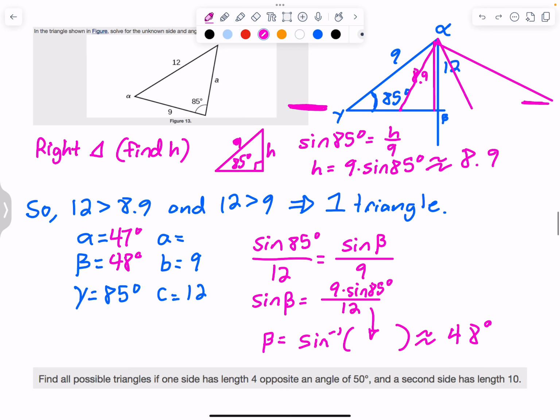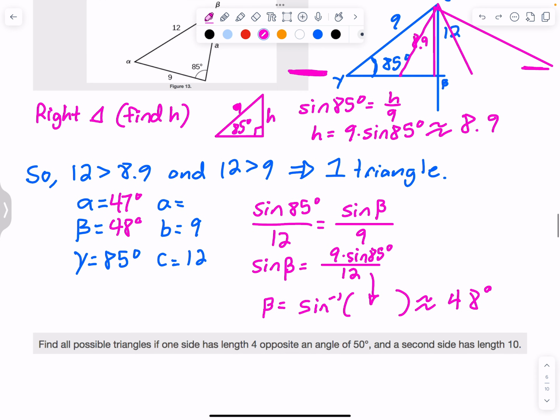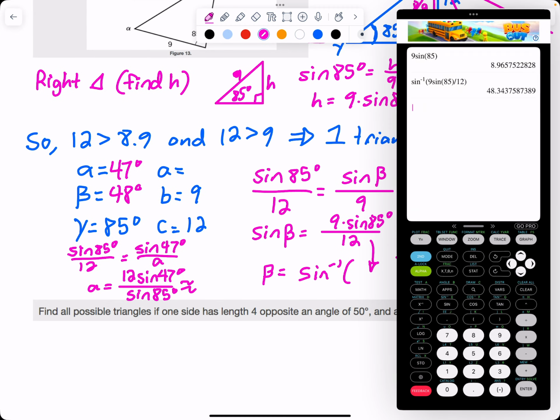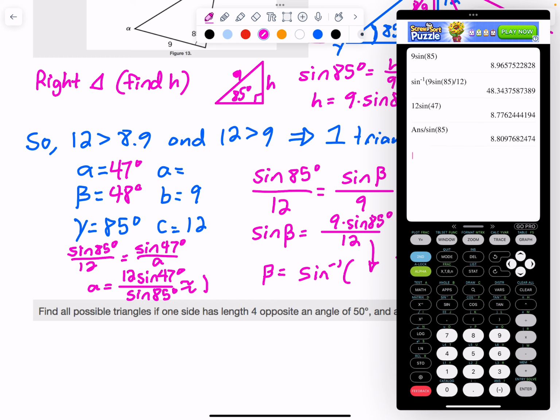Okay, remember I can't use Pythagorean theorem, so I'm going to do another law of sines. I'm going to fit it in right here. Sine of 85 degrees over 12 is equal to sine of 47 degrees over A. So A then is equal to 12 sine of 47 degrees over sine of 85 degrees, whatever that may be. 12 sine of 47 divided by sine of 85. I got roughly about an 8.8. So our guess was right. It's close to that 9 because the angles are the same. All right, there's our answer.